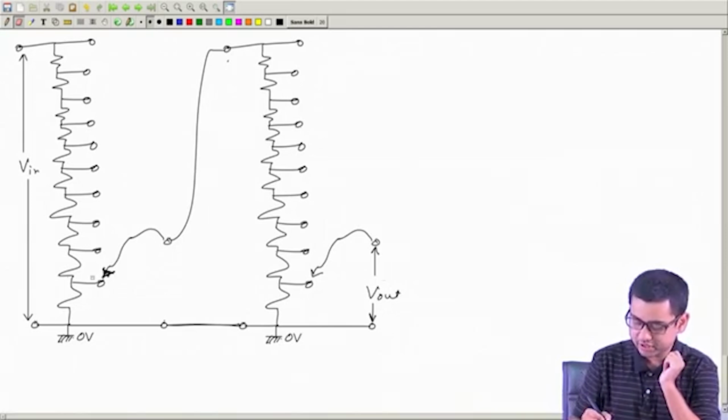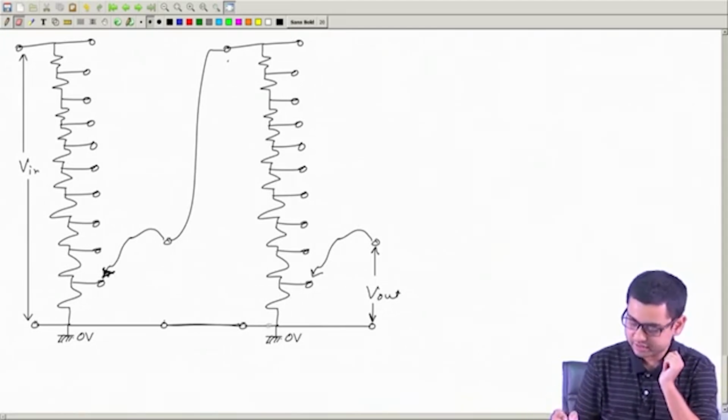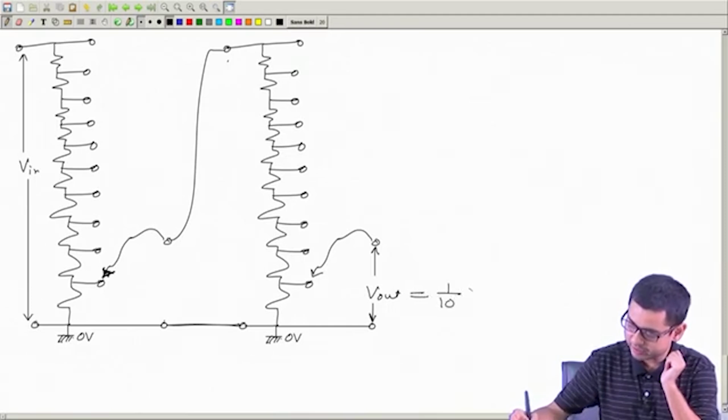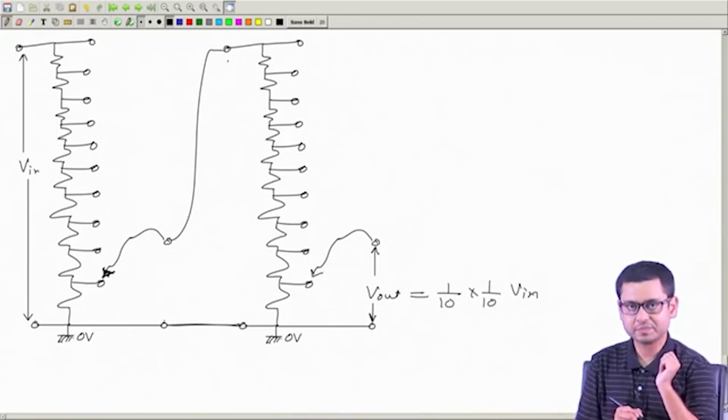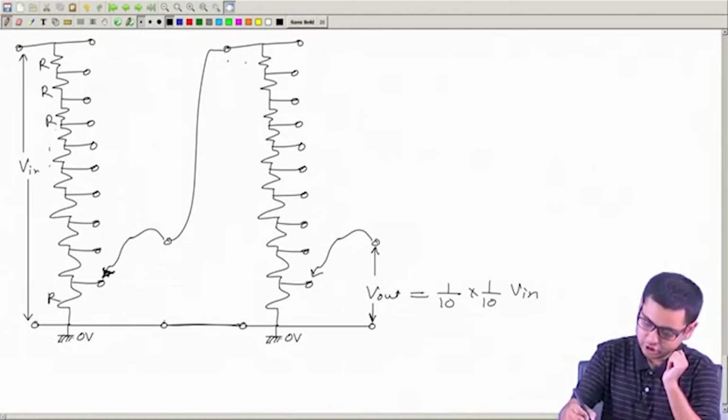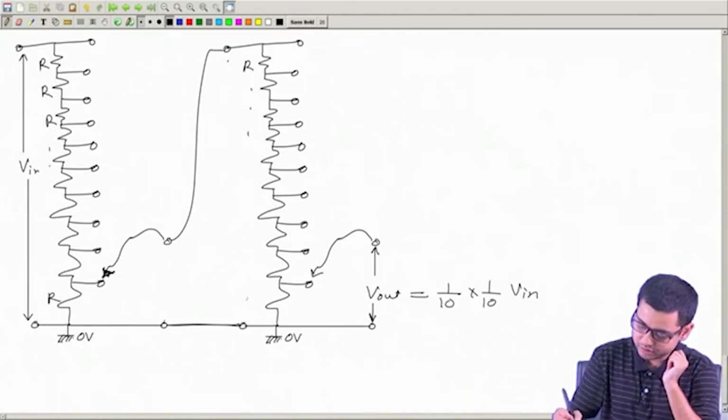So, this is like 1 over 10 and this is like another 1 over 10, which means 1 over 100. So, V out should be equal to 1 by 10 multiplied by 1 by 10 times V in. Apparently, it is so. All these resistances are equal. Here also all these resistances are equal.